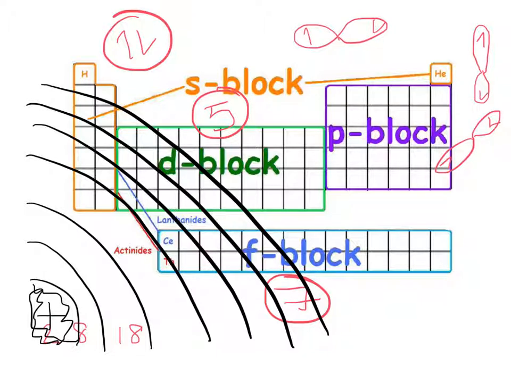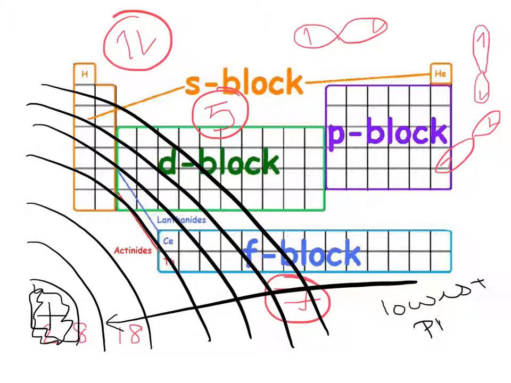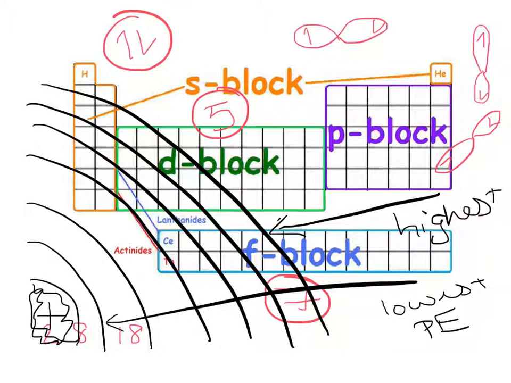So the closest one here, closest one to the nucleus has the lowest potential energy associated with it. So things are going to be the most stable there, and that's because those electrons are attracted to the nucleus, and so they're pretty happy there. The furthest away is going to have the highest potential energy.